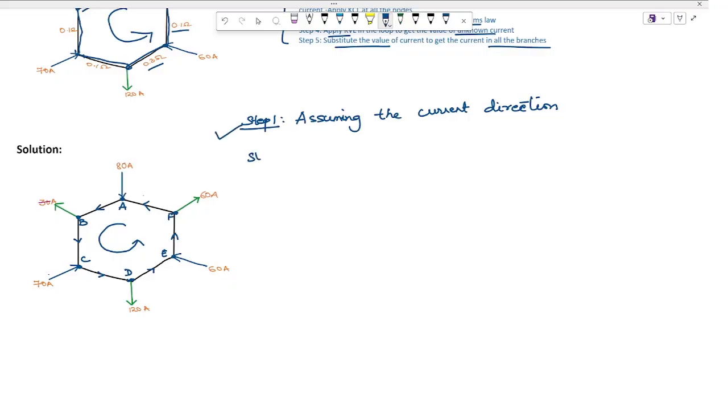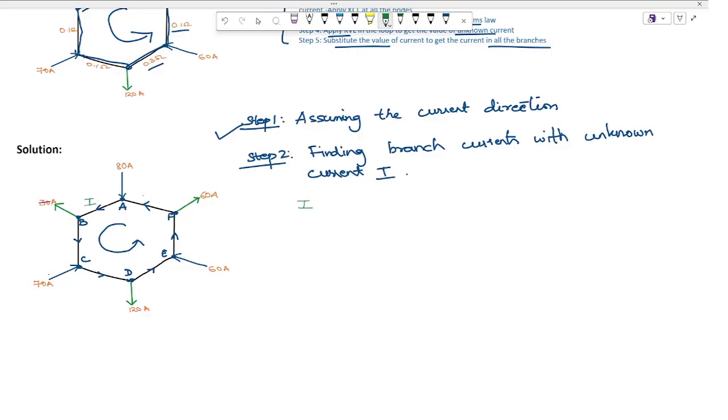Now let's talk about step number 2, which is basically to find out the branch currents in terms of an unknown current. Let's call the unknown current I. So now I'm just assuming the current which is flowing in IAB is I. Okay, this is again an assumption. Now I will apply KCL at node B.